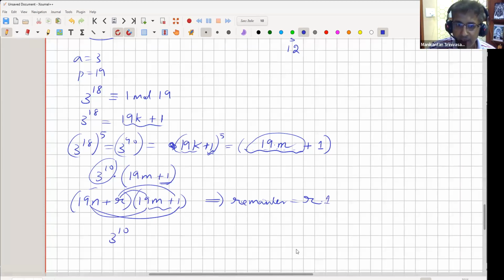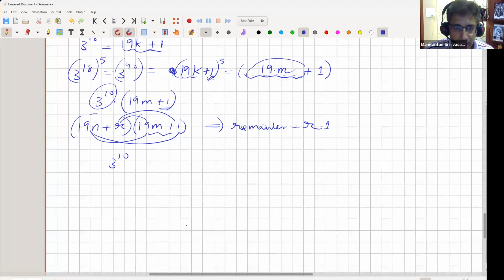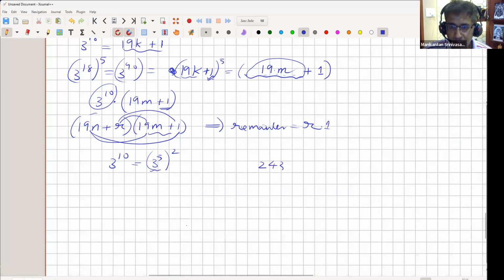So 3 power 10 is a fairly small number. We can get to it very quickly. But the easiest way is to do 3 power 5 whole power 2, right? And from here on, there are multiple ways. You can choose whatever is convenient. 3 power 5 is how much? 243, right? And we can quickly divide by 19 and see what the remainder is.